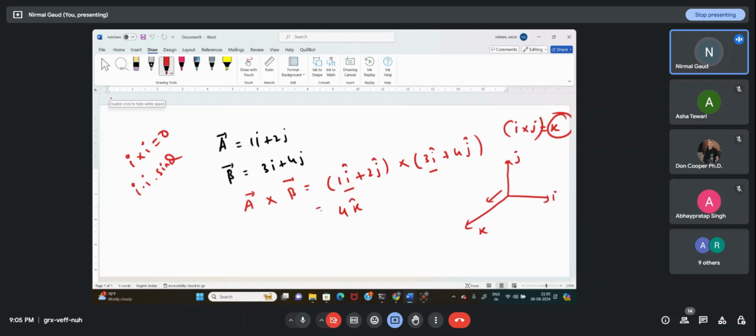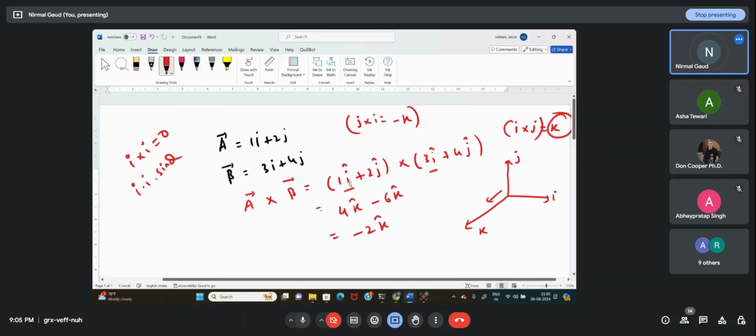In case I cross j is k, then j cross I is minus k. Remember, these are vectors, so in vectors we have to take care of the direction. If I cross j is k, then j cross I will be minus k. So here, 2j into 3i will be minus 6k, and 2j into 4j is 8 into 0, that will be 0. So the answer will be 4k minus 6k, that will be minus 2k. That is the answer of this cross product of the two vectors.